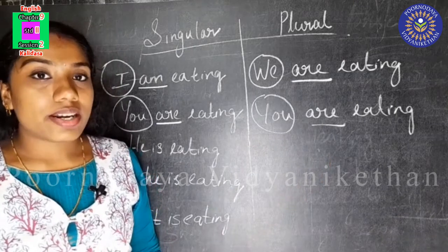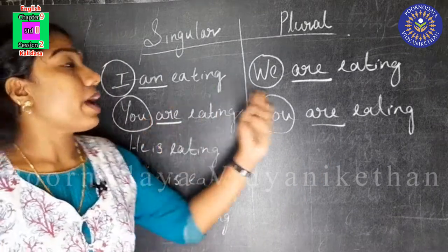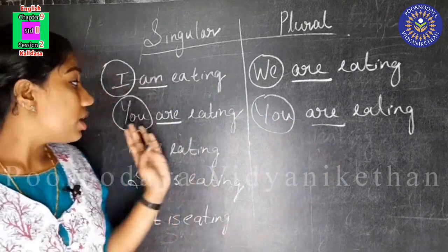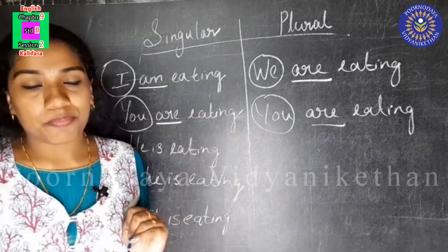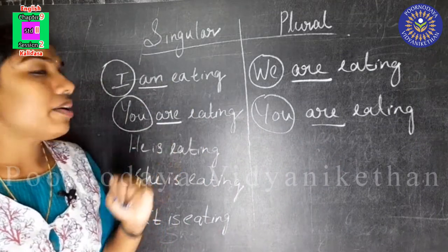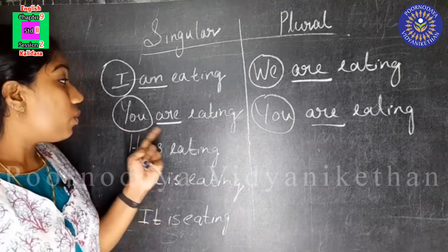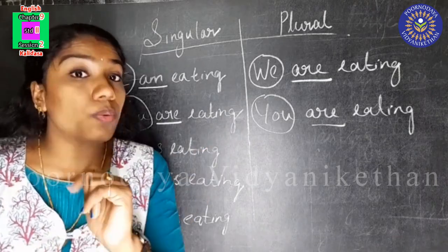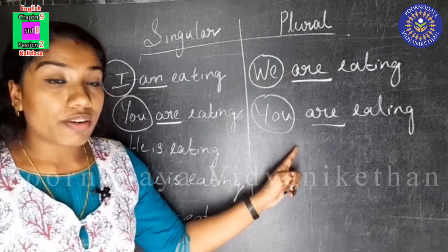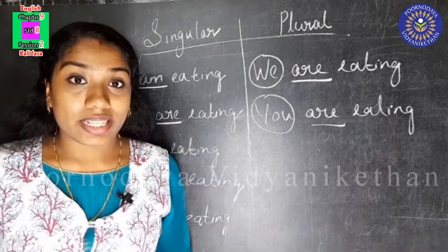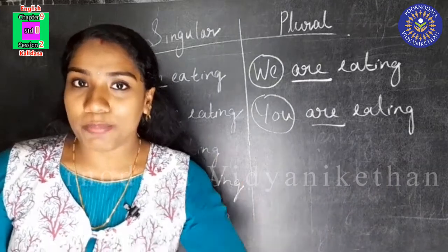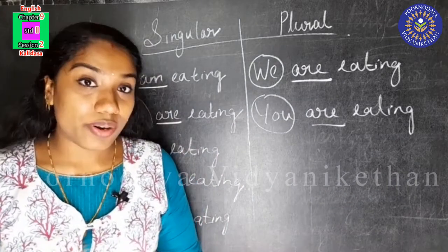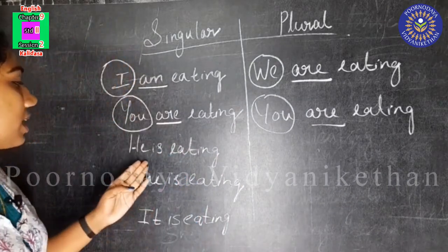Did you understand, children? That means in singular form and in plural form you remains the same and we'll use are with you. You are eating. That means one person is eating. Now see the plural form. You are eating. That means more people are eating. Did you understand, children? Now see the next one.